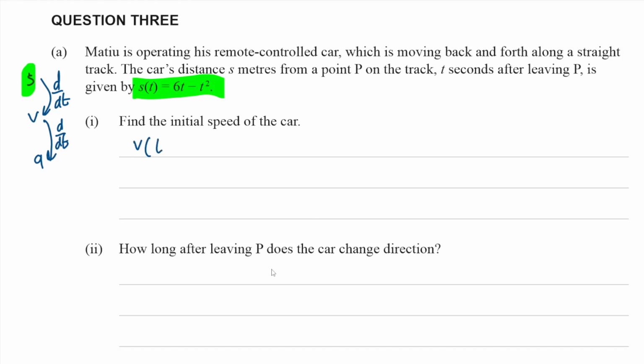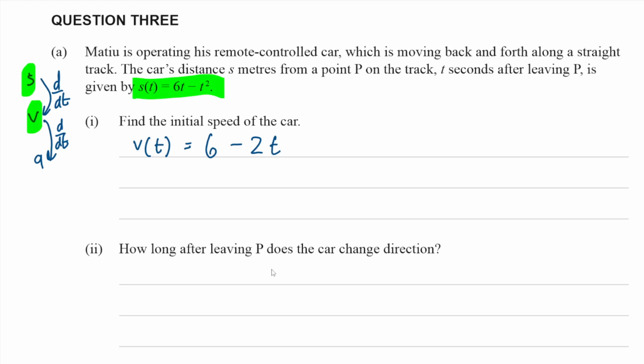To find the speed equation, we differentiate the distance equation. The derivative of 6t becomes 6, or 6t to the power of 0. t to the power of 0 is 1. And the derivative of -t² is -2t. Again, taking the power, multiplying it out the front, so -2, and then subtracting 1 from the power to give t to the power of 1. So we have our speed equation.